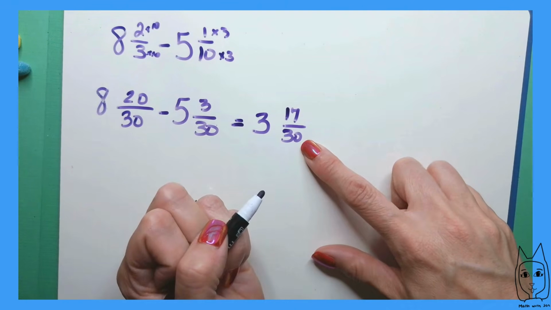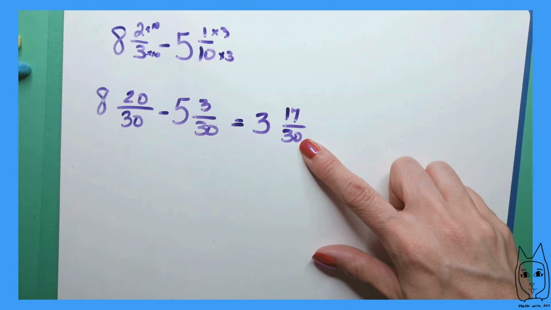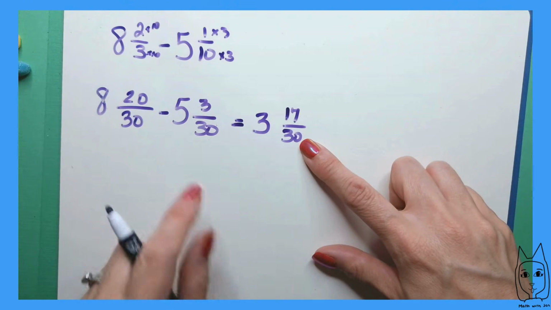And then the 30 stays the same because this is just telling us how many equal parts we need to make a whole. So once you get them the same, it stays the way it is unless you start to simplify or make equivalent fractions.